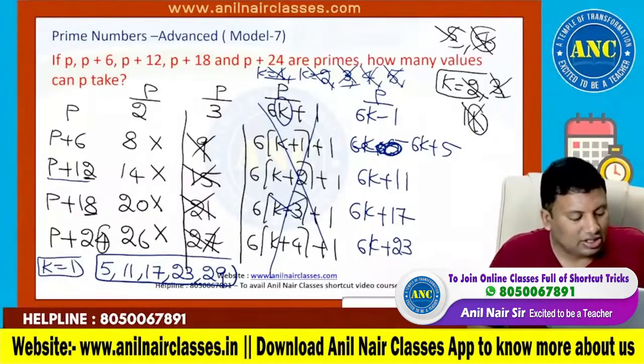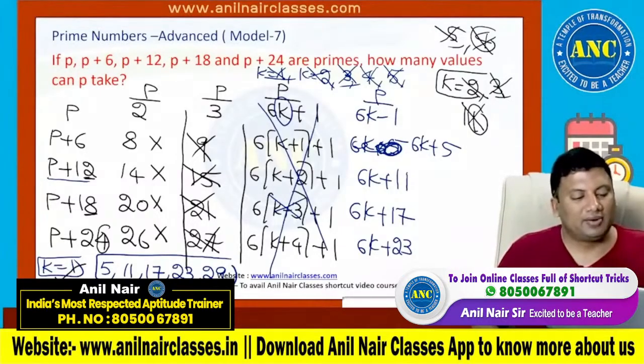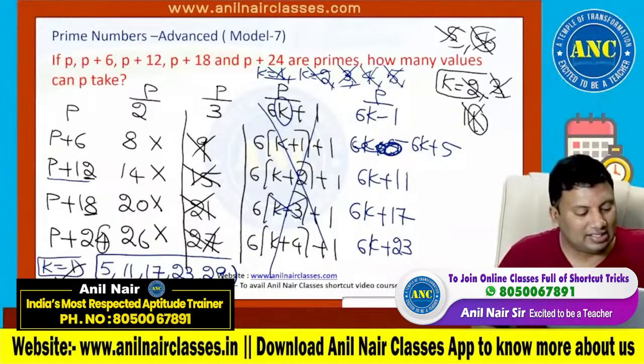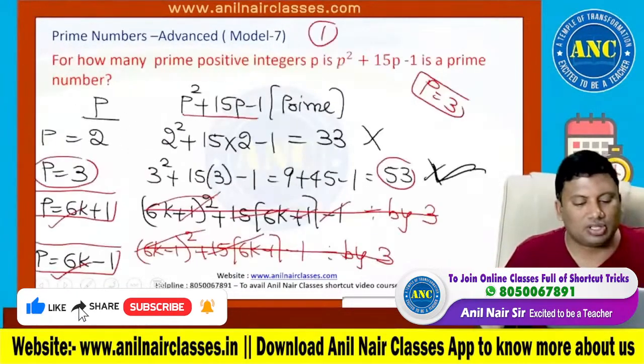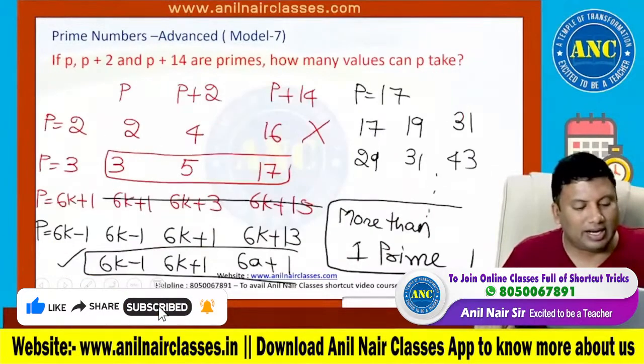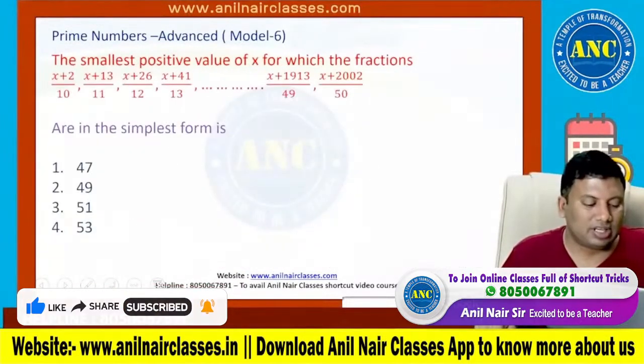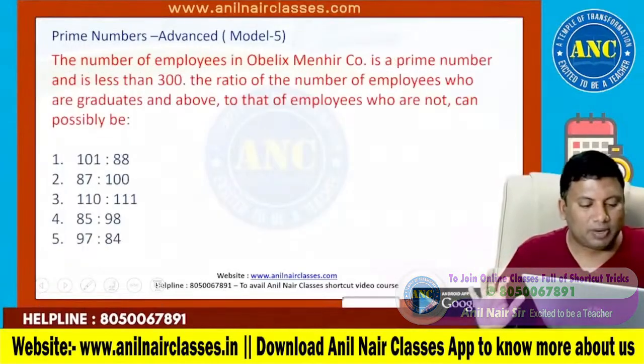So the answer is only one value, k equals 1. I hope the idea is clear. So this question, model number 7: every prime number greater than 3 is of the form 6k plus or minus 1. First problem in the next session.